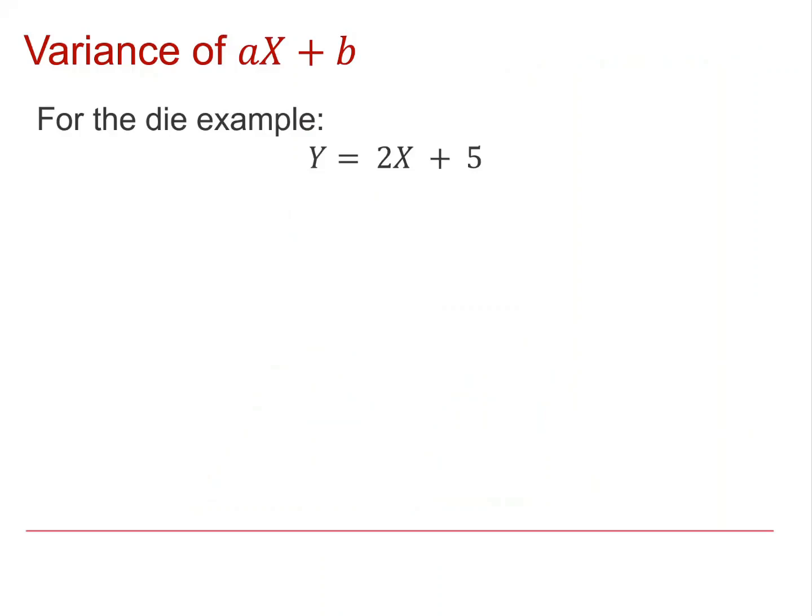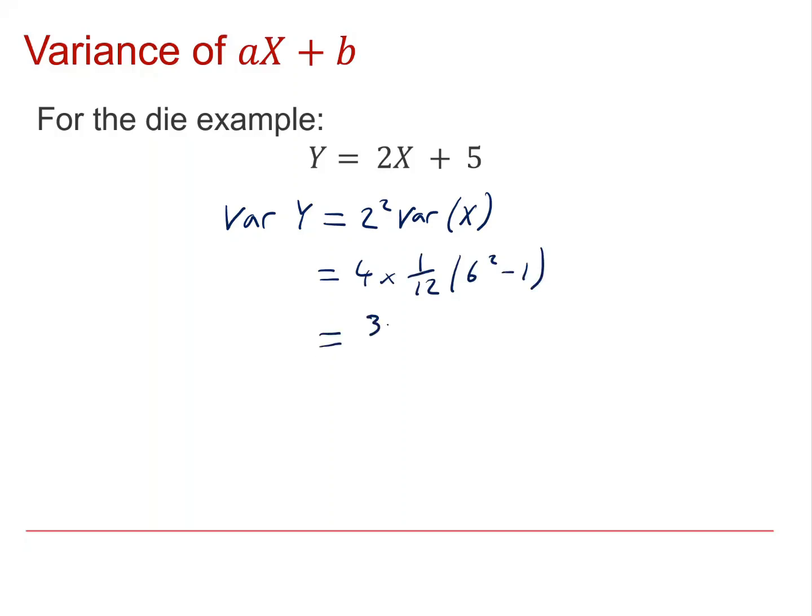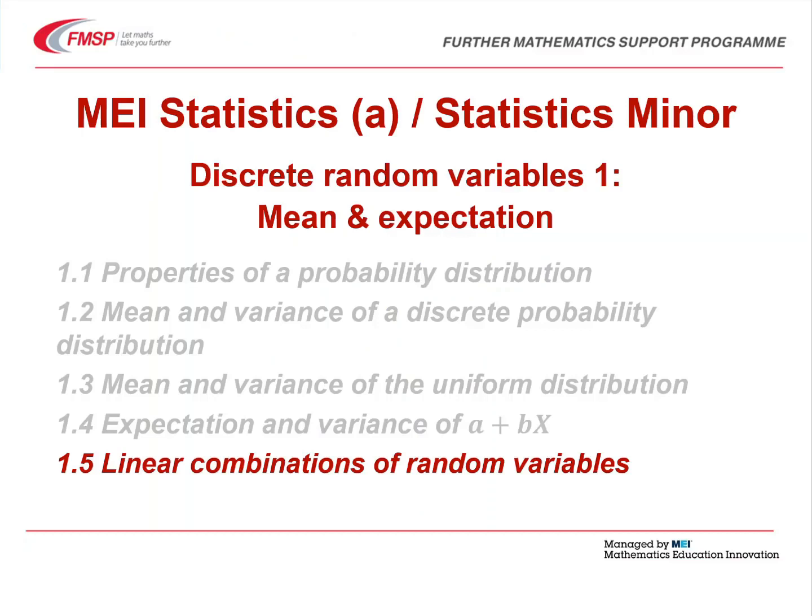So, for the die example, if we have Y equals 2X plus 5, then the variance of Y is going to be equal to 2 squared times the variance of X. So that is going to be 4 times 1/12 of 6 squared minus 1, using the formula that we established earlier, and that is going to be equal to 35 over 3. In the final video of this series, we're going to be looking at linear combinations of random variables.